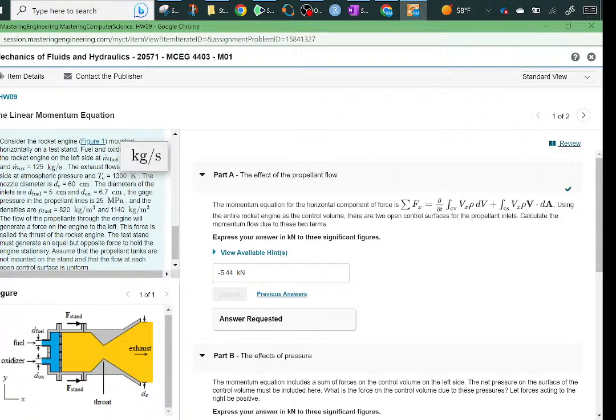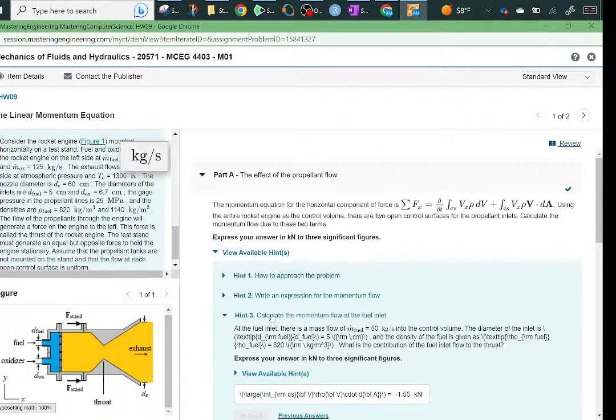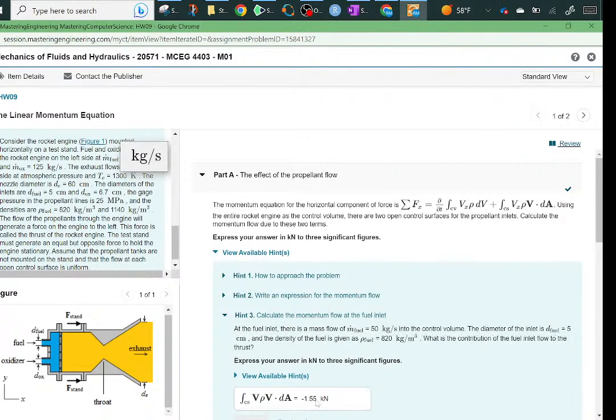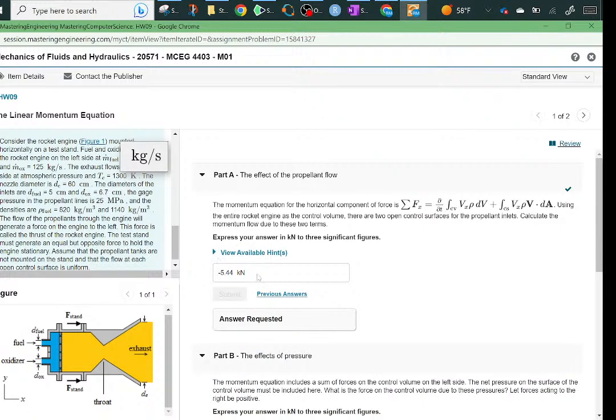Okay, so I'm going to have to reread the problem, because if you look at the available hints, hint 3: calculate the momentum flow. And so we got that, I just didn't put them in. So let's see what his, okay, let's get rid of the hints. It says the momentum of the horizontal forces using the engine, rocket and control volume. Calculate the momentum due to these two terms. So it would be both fuel and oxygen. Oh, I didn't do both.